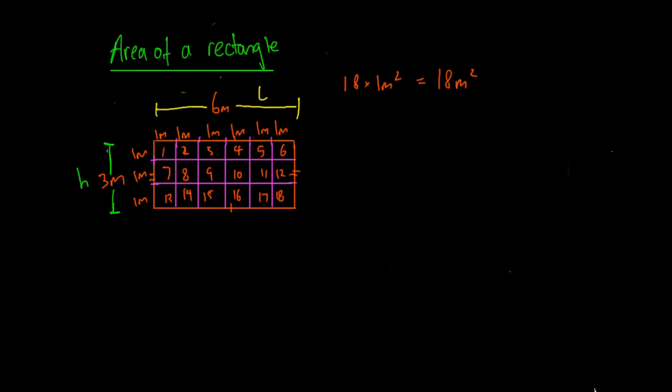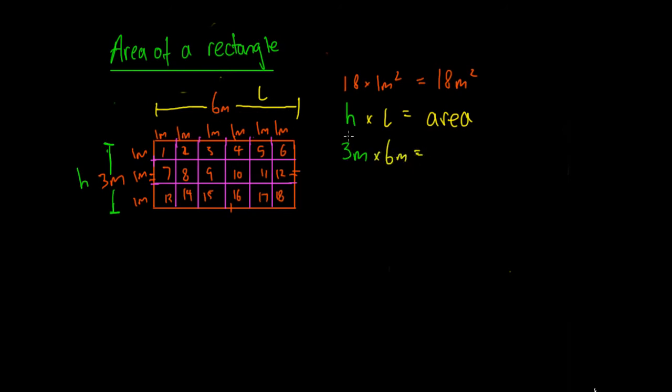So we can say for our rectangle that in order to work out the area, all we do is we take the number of 1 meters on the height, so the height, and the number of units on the length, so the length, and if we multiply them together, then this should give us our area. So if we just do that now, we have 3 meters here on the height, and then for our length we have 6 meters, so we have a 6 meter length.